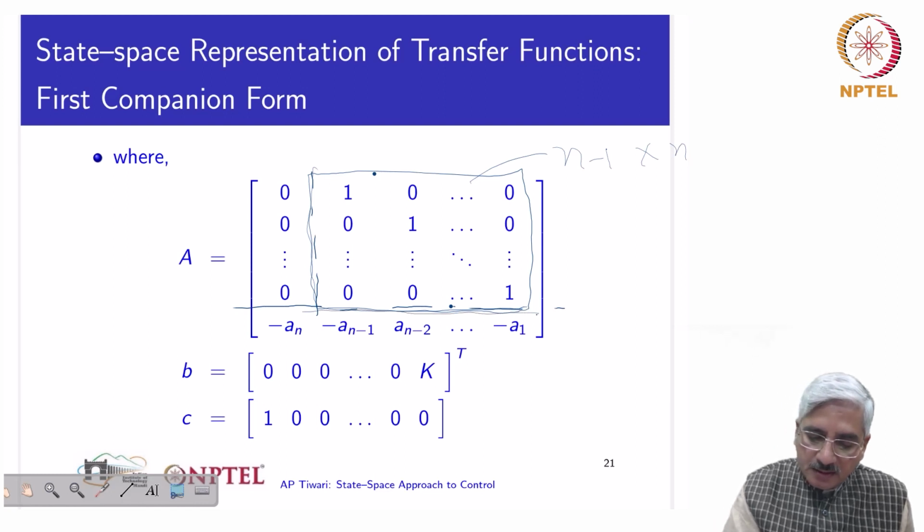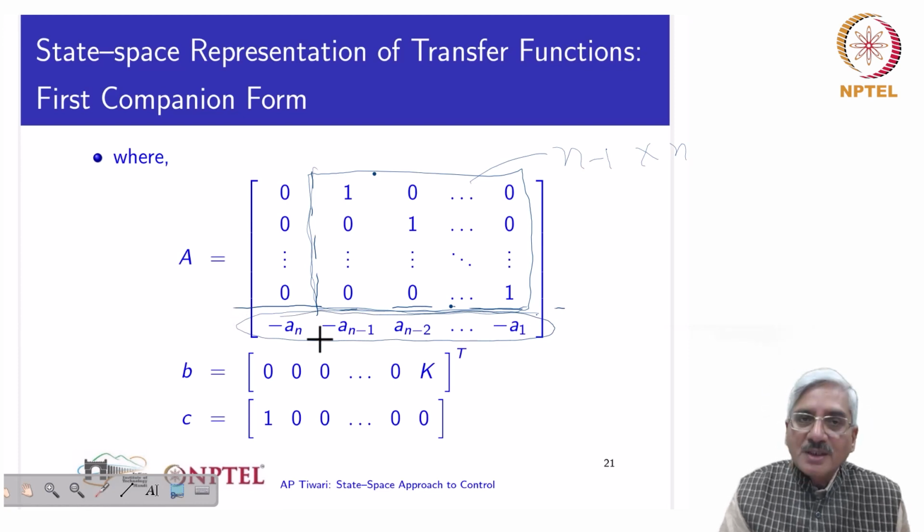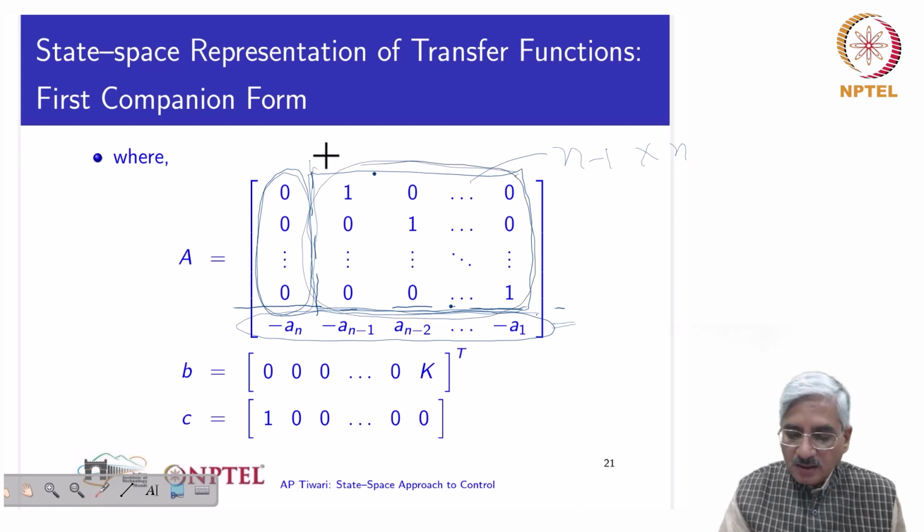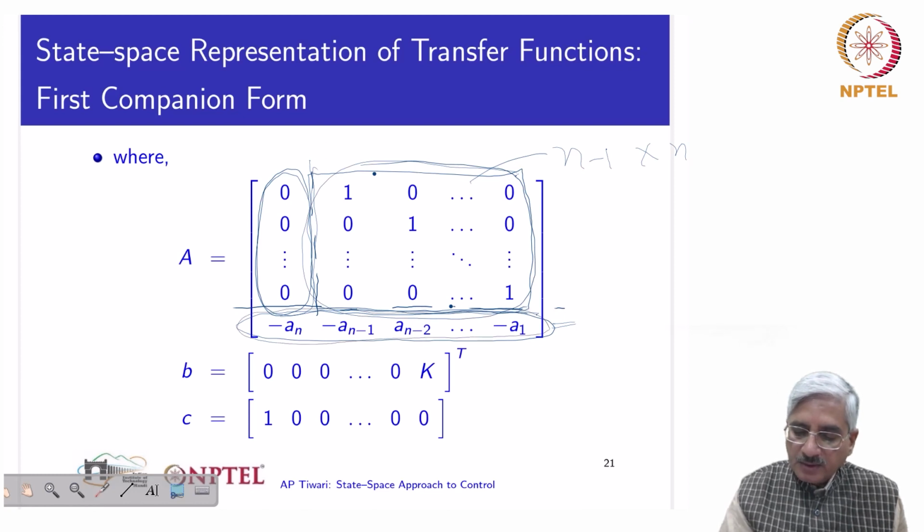And the coefficients of the denominator of the transfer function appear in the last row. You can see they are here. So the system representation by matrix A has a very nice appearance, in which there are zeros in the first column up to n minus 1 terms, and an identity matrix of size n minus 1 by n minus 1, and the coefficients of the characteristic equation, or coefficients of the denominator, appearing in the last row of the matrix.